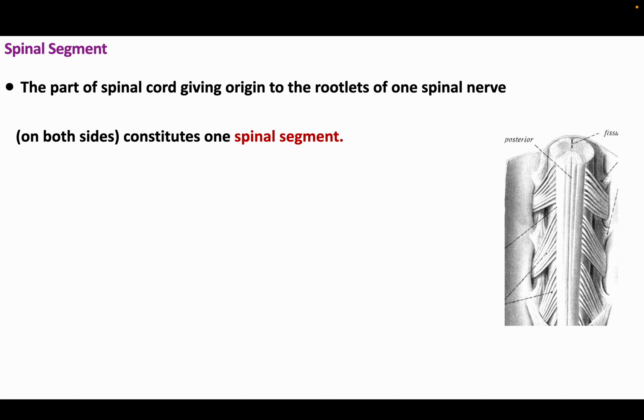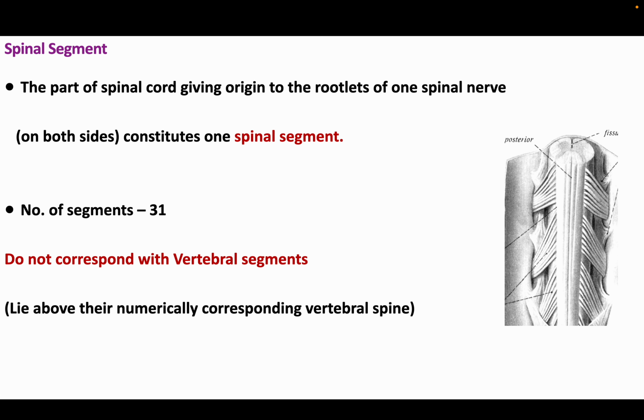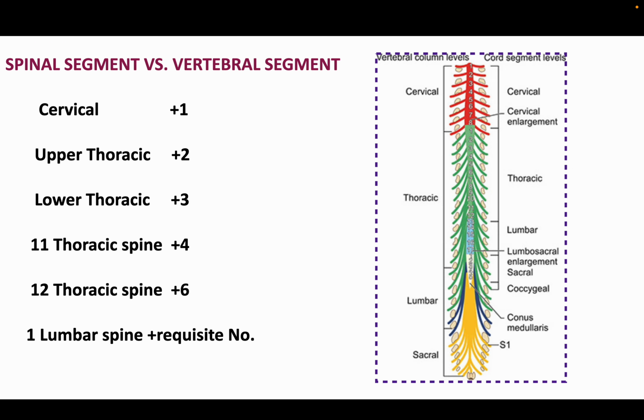So I told you the spinal segment, that is the part of spinal cord giving origin to the rootlets of one spinal nerve. They constitute one spinal segment. So there are 31 spinal segments. They do not correspond with the vertebral segments. So just to know the lesion, they lie just above the numerically corresponding vertebral spine, because we can feel the vertebral spines. If we want to know at what level the spinal cord is injured, this formula you should keep in mind.